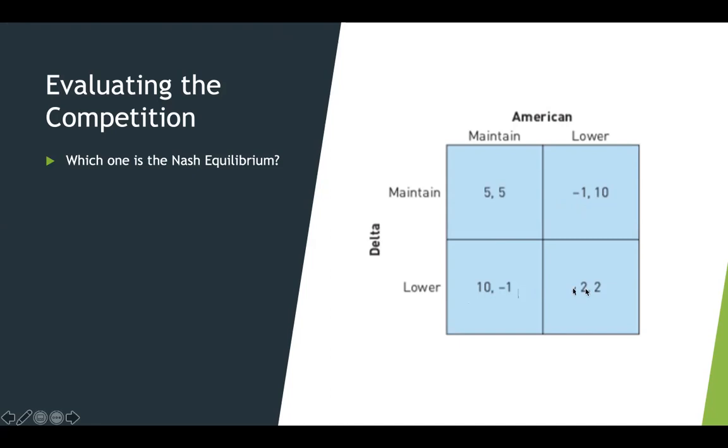Okay, so you only consider your own outcome. You don't need to worry about your competitor's outcome. You need to get the outcome as high as possible after considering your competitor's choice. So whatever American chooses, maintain or lower the price, the best option for us is lower, because 10 to 5, 2 to -1, lower is always the best. Okay.